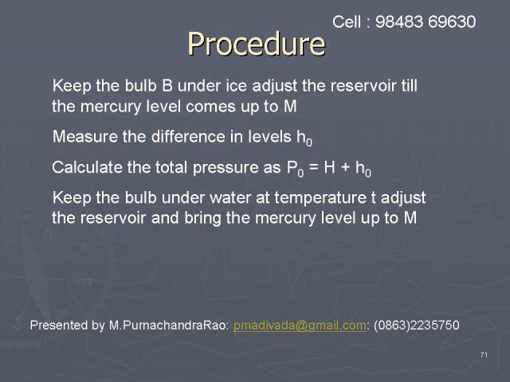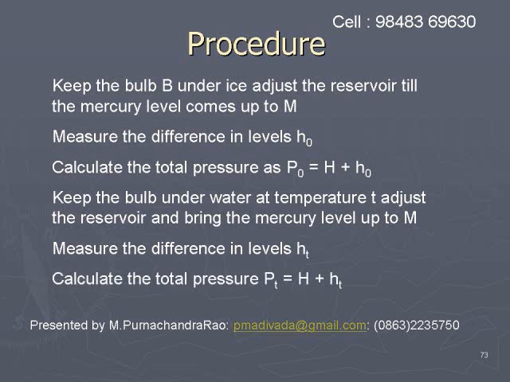Keep the spherical bulb B under water at a temperature T. So, fill this cylindrical vessel with water at temperature T. Once again, adjust the reservoir and bring the mercury level in the capillary tube up to the mark M. Now, measure the difference in levels of mercury M and N, call it small ht, and then calculate the total pressure Pt with the relation capital H plus small ht.